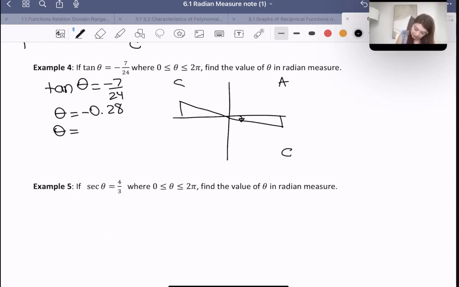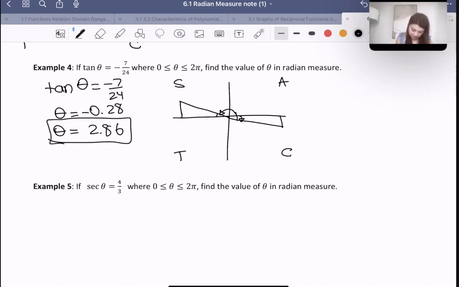And even by the CAST rule, it's the same either way. They're negative in both those quadrants, right? And so we could add 180 to this and get the same thing, right? Now, what's 180 in radians? Well, that's just pi, right? So we add pi, we get 2.86. And therefore, the value of this in radian measure, that's between 0 and 2 pi, is 2.86.